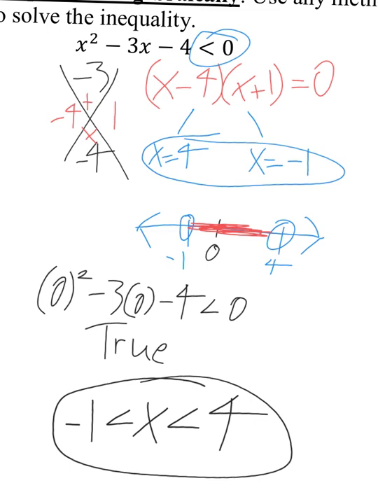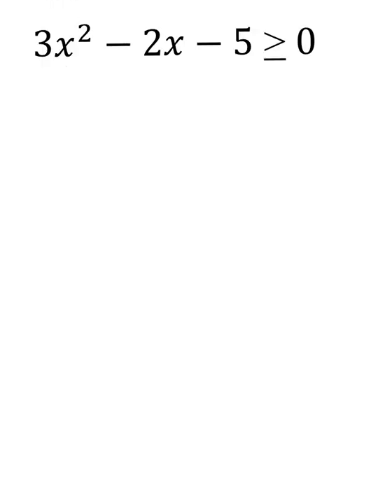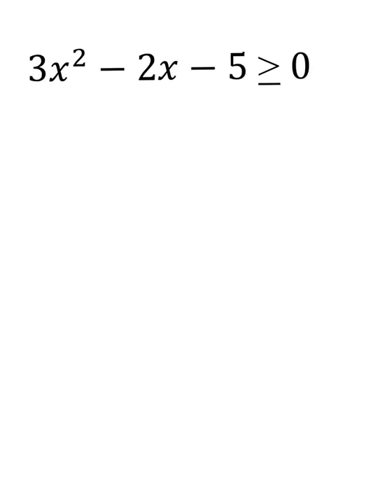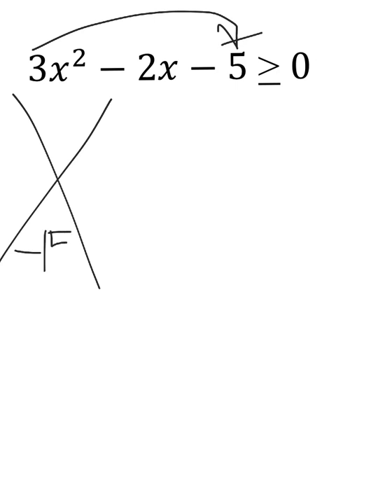So let's do one more example. So here I have 3x squared minus 2x minus 5 is greater than or equal to 0. So I'm going to factor this. So I'm going to multiply 3 times -5. So that's going to give me -15. What are my factors of -15 that add up to -2? I know 15 is 5 times 3. And if I have a -5 plus 3, I'll get -2. And if I do -5 times 3, I'll get -15.